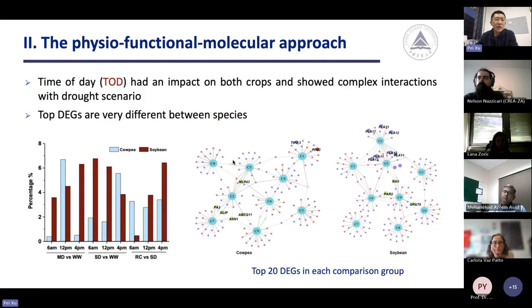Very interestingly, we found that the time of day had an impact on both crops and showed complex interactions with drought scenario. For example, as you can see here, under the mild drought condition in the early morning, only a very, very small percentage of the cowpea genes were differentially expressed. But at noon, many more cowpea genes became differentially expressed. So TOD, or time of day, really matters.